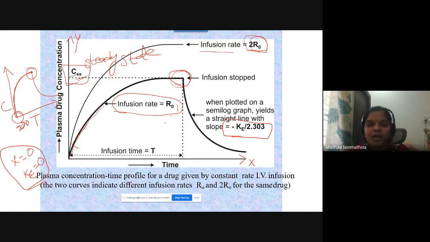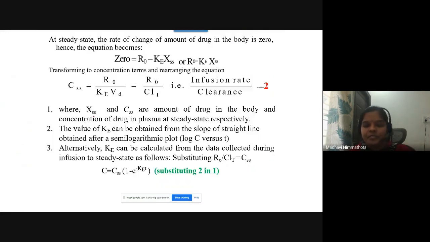So this is the plasma drug concentration time profile of a drug which will be given by constant rate IV infusion. The two curves indicate different infusion rates, R0 and 2R0, for the same drug. See here, this is the graph you have to remember for IV infusion. And then at steady state, how the equations will be.